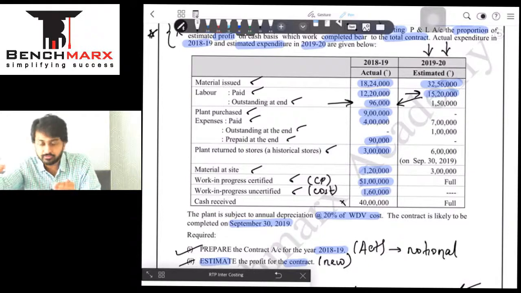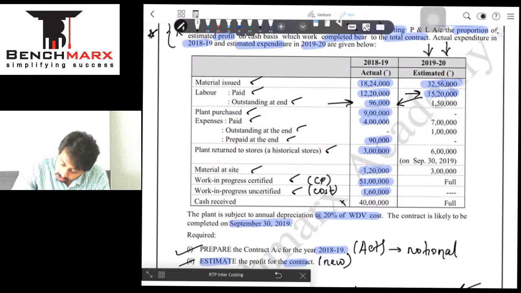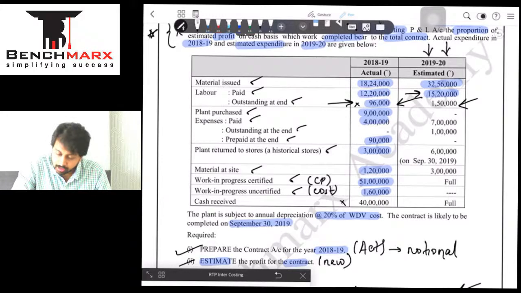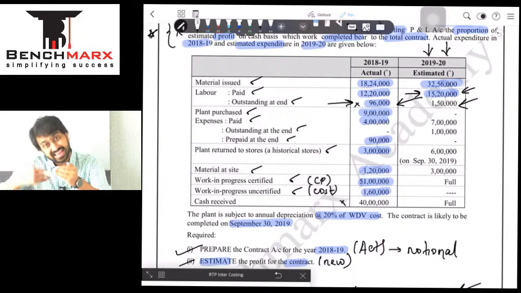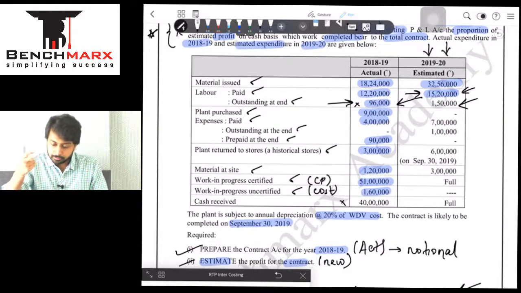Which means 12,20,000 plus 96. Then I will do plus 1520, but 1520 will obviously include 96, so I'll again subtract 96, which is as good as saying 12 lakh 20 plus 15 lakh 20 and plus current year outstanding of 1 lakh 50 is my total expense on the labor. It is paid plus outstanding. I will not take this figure of 96 because this will be again adjusted in this figure paid. या फिर तुम क्या कर सकते हो, 1220 plus 96 plus 1520 again minus 96 and plus 150. So 96 gets cancelled, might as well 1220 plus 1520 plus 150 should be the labor content.